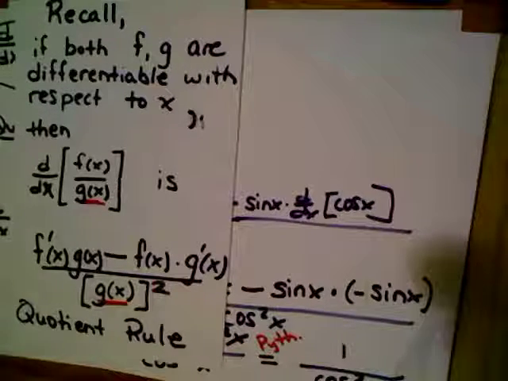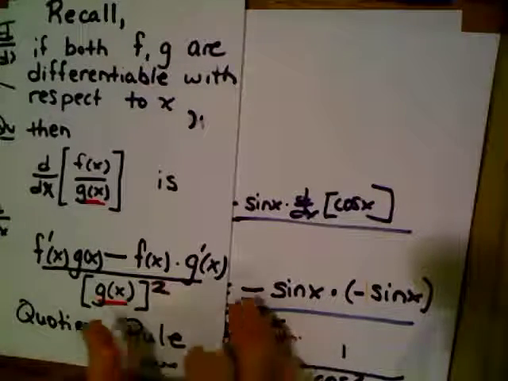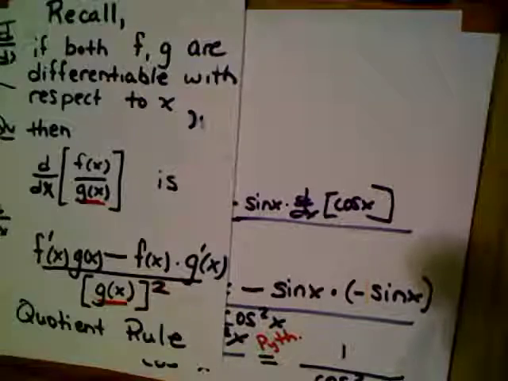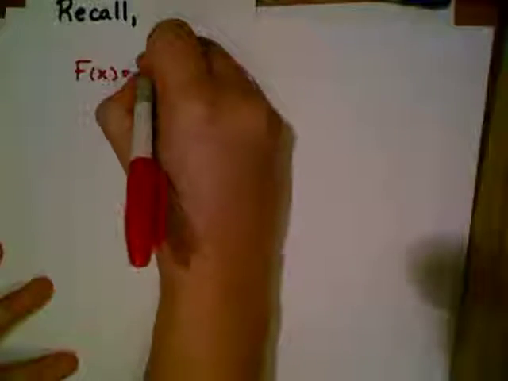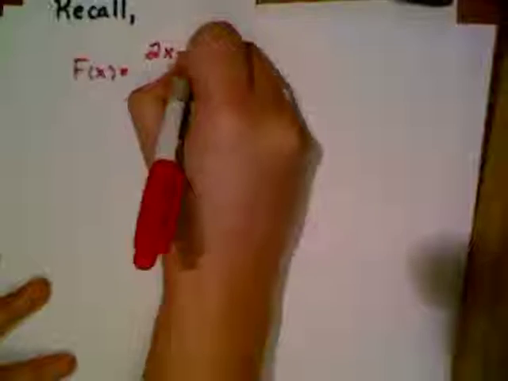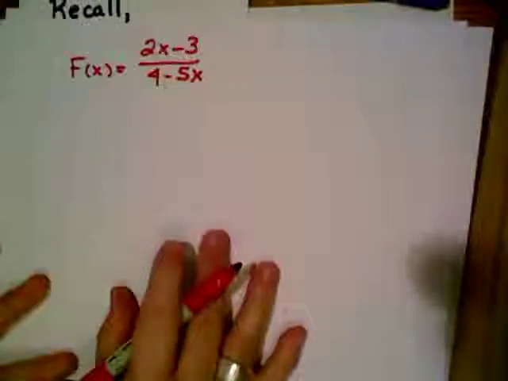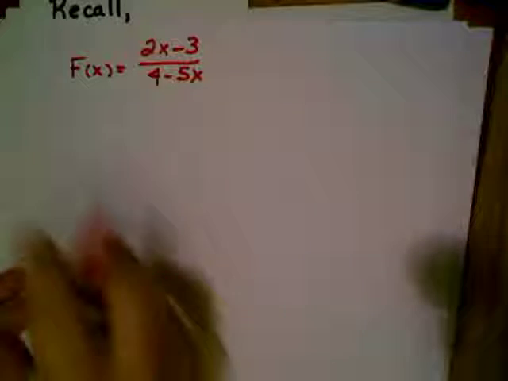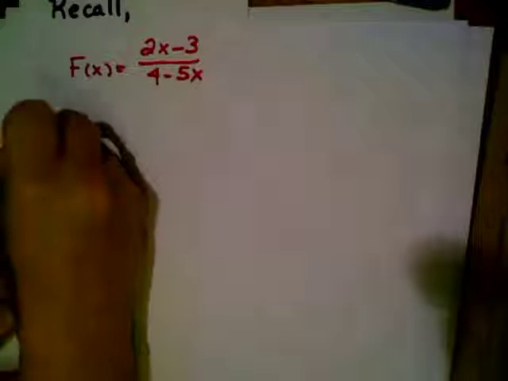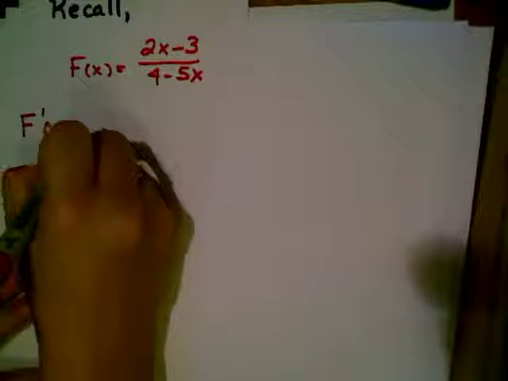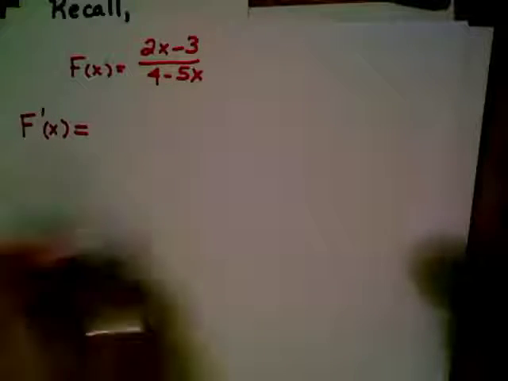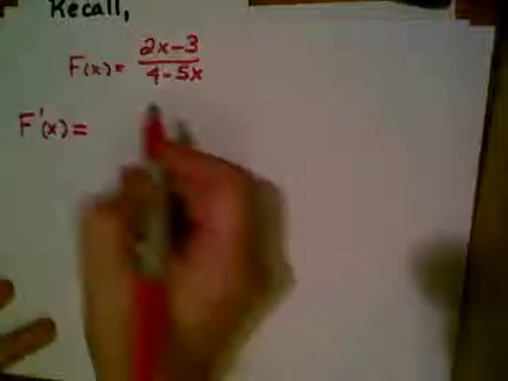So let's go through some more examples using this quotient rule. Let's start with a fairly simple example. Let capital F of x be the quotient (2x minus 3) over (4 minus 5x). To find the derivative of capital F, we're going to use the quotient rule.